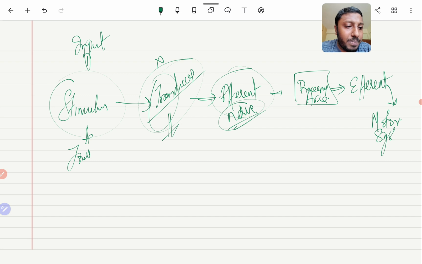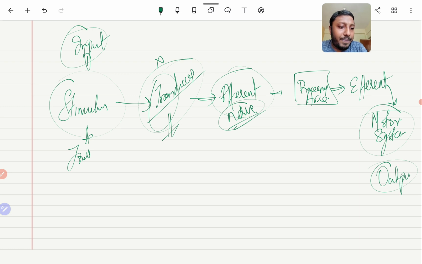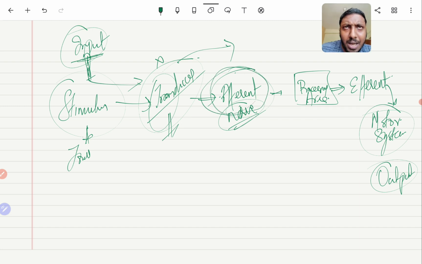The efferent affects the motor system to produce a response. So the input produced an output in the end. The input is the stimulus, touch or something like that, and then the transducer converted it into electrical information. It travels by the afferent nerve. Most of the afferent nerves in the whole body go through spinal nerves and via the dorsal column to the spinal cord.